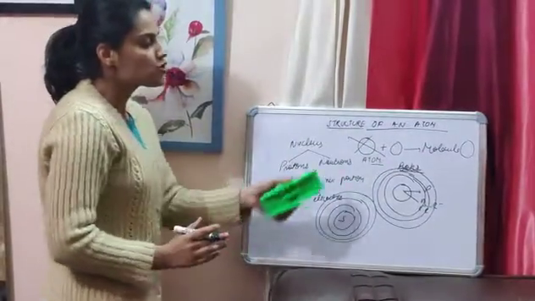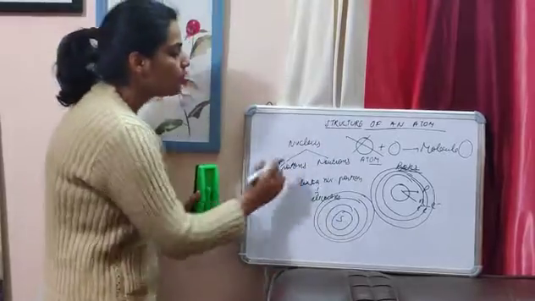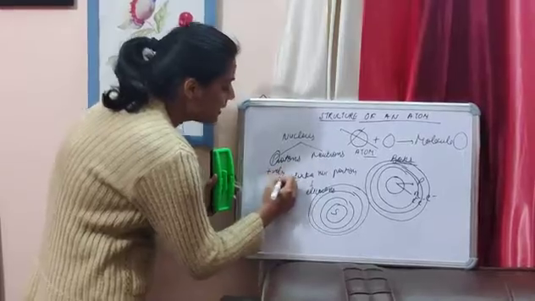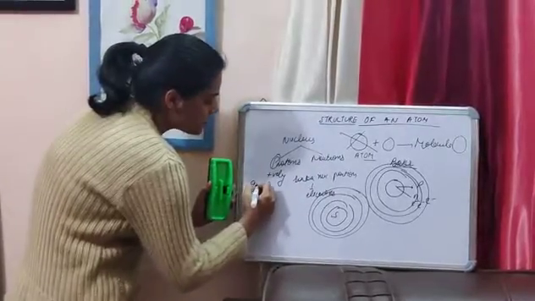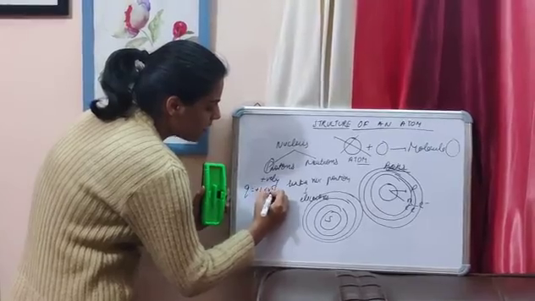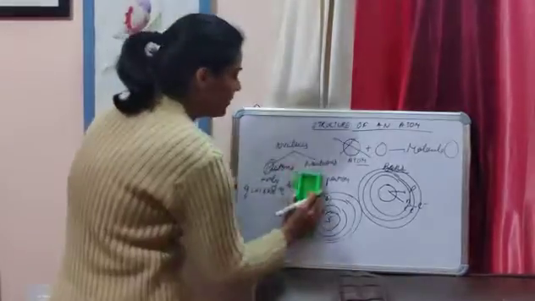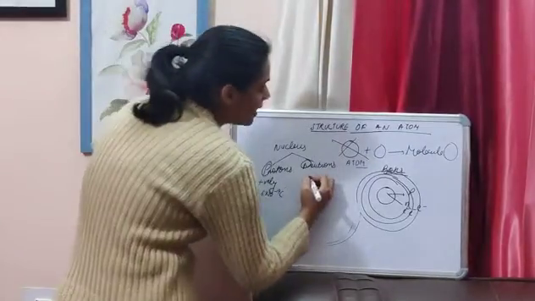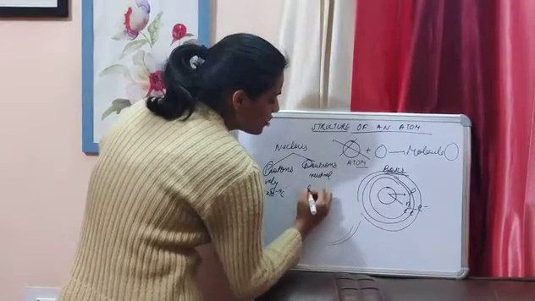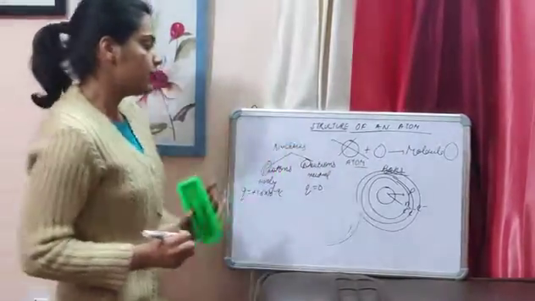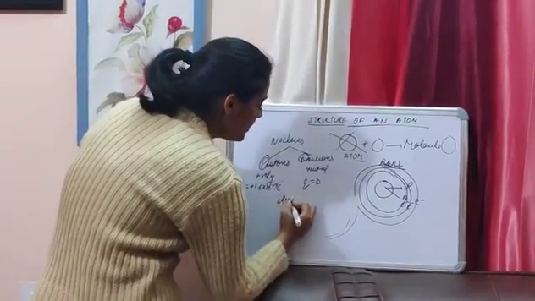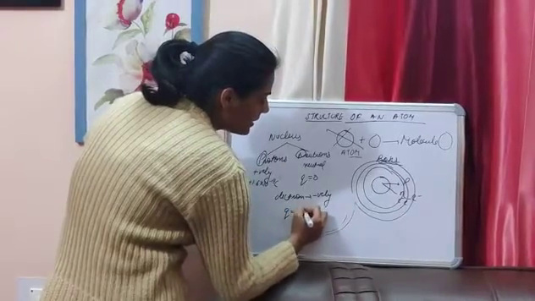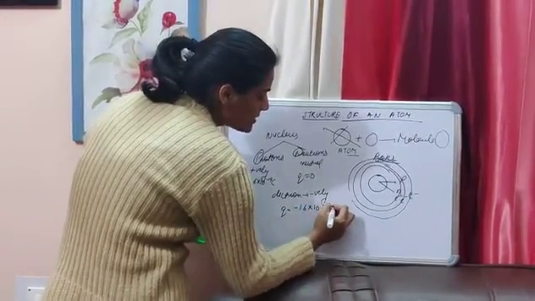Now comes the charge on these particles. From the P we can memorize that protons are the positively charged species. They have a positive charge. Charge is represented by Q and it is 1.6 into 10 raised to power minus 19 coulombs. The neutrons we can memorize with the N, that these are the neutral species. It means there is no charge on them. Q is equal to 0. And the electrons, these are the negatively charged species and the charge on them, Q, is minus 1.6 into 10 raised to power minus 19 coulomb.